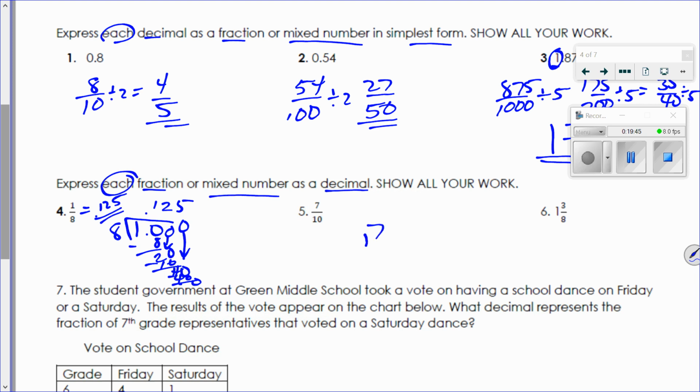7/10. Winner goes in the house. Add my decimal. It's going to go 7 times. That's easy. That one actually, when I said it, you could have seen 7/10 goes straight to a decimal, 7/10.